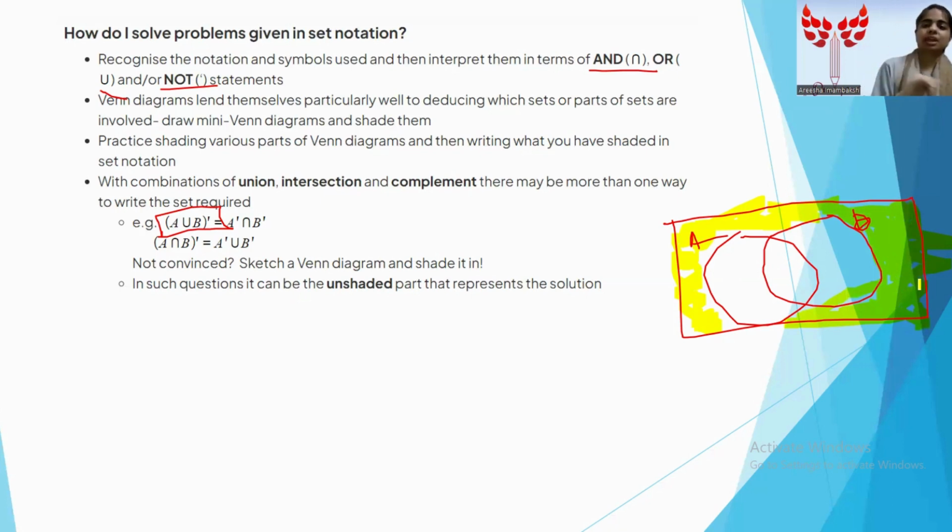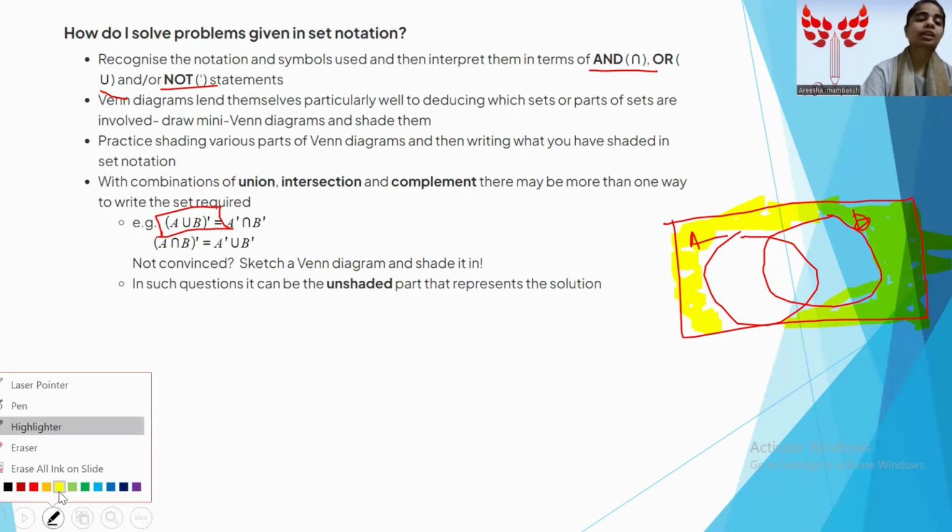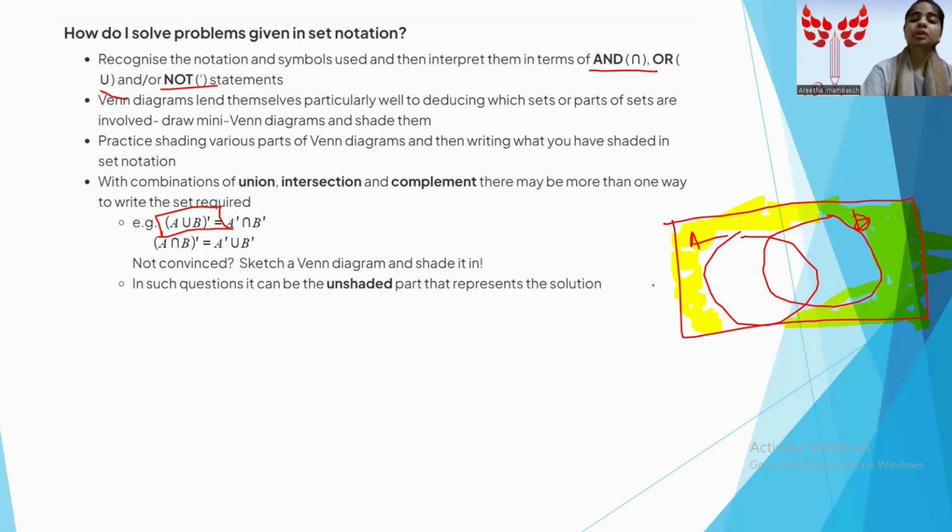Right? A union B is everything except A, the whole of A and the whole of B. Now this can also be written as A complement intersection B complement. Now what is A complement? A complement is everything except A, even this part.